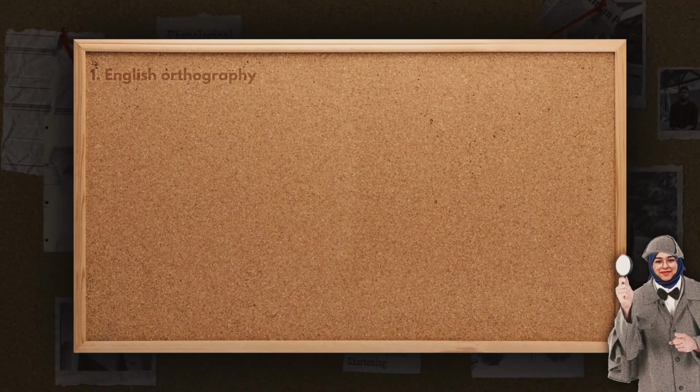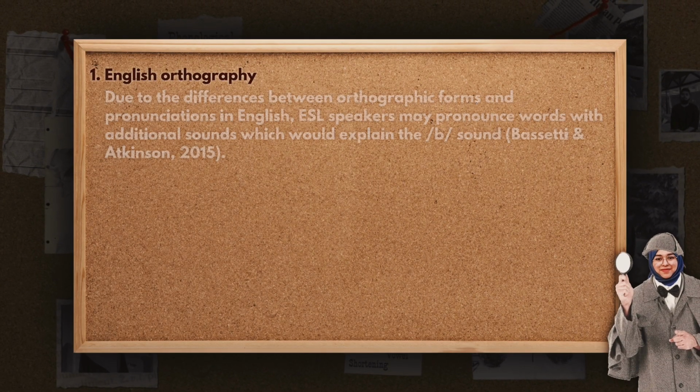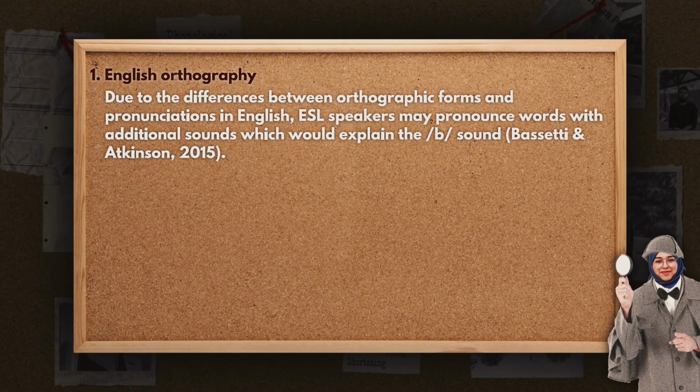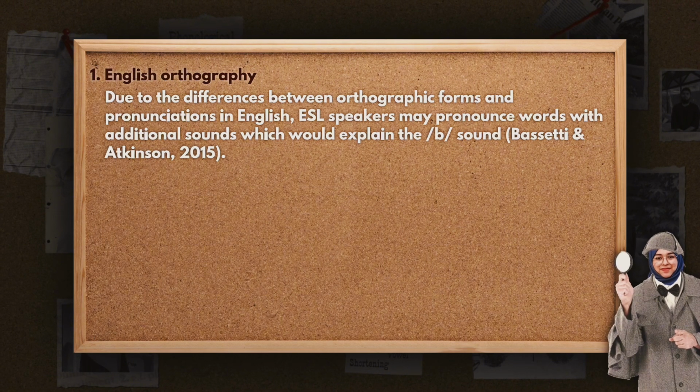Number 1. English orthography. Due to differences between orthographic forms and pronunciations in English, ESL speakers may pronounce words with additional sounds, which would explain the b sound.